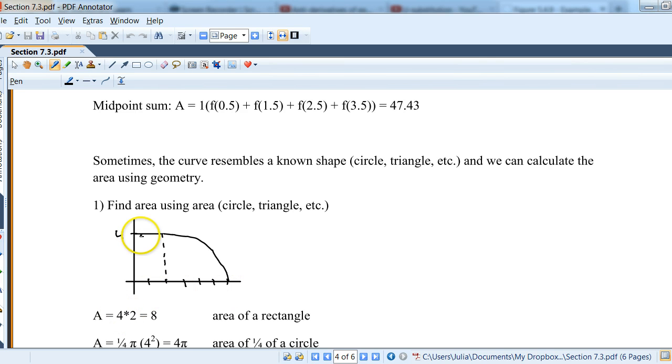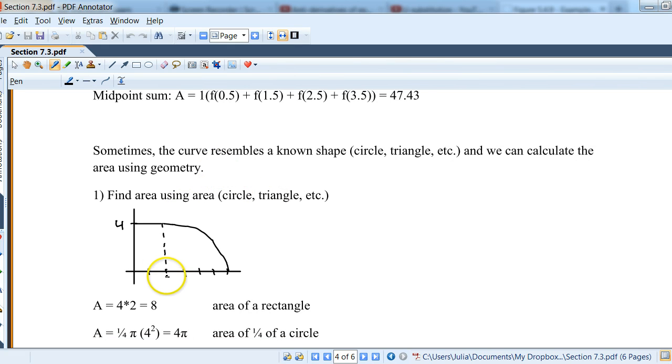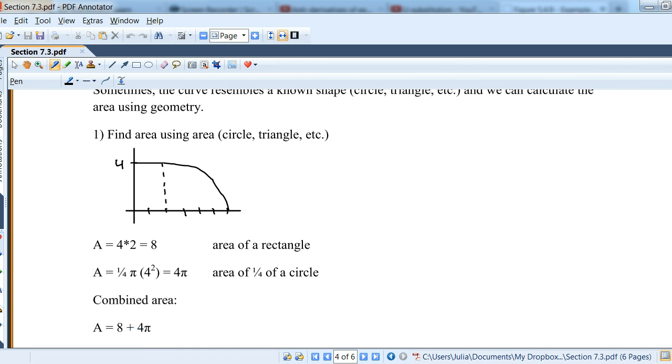So the area of a rectangle is just the height times width, which is 4 times 2, and that was 8. A fourth of a circle, well, the full circle would have been pi r squared. A fourth of it is 1/4 pi r squared. How did I get the radius to be 4? Well, notice from 2 to 6 you get 4, or from 0 to 4 on the y-axis you'll also get 4. So I got 1/4 times 16, which is 4 pi. So the combined area of both of them was 8 plus 4 pi.